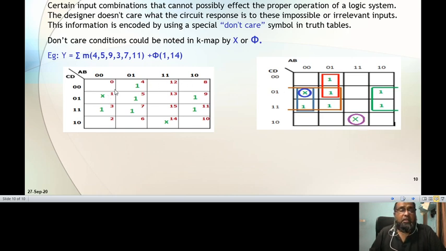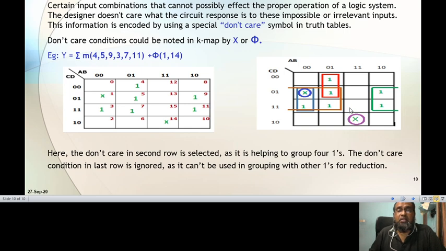Why? Because the x in cell 1, if you consider it as 1, will help you get a reduced term. But in 14, if you consider it as 1, then you have to take a term which consists of all the 4 variables, and it is an extra burden. So as per your wish, if you want, you consider it as 1, and if you want, you can consider it as 0, or simply eliminate it. Okay. So here what you can see is that you get 2 groups of 4 and another group of 2, and you can get the final answer like this. That's all.